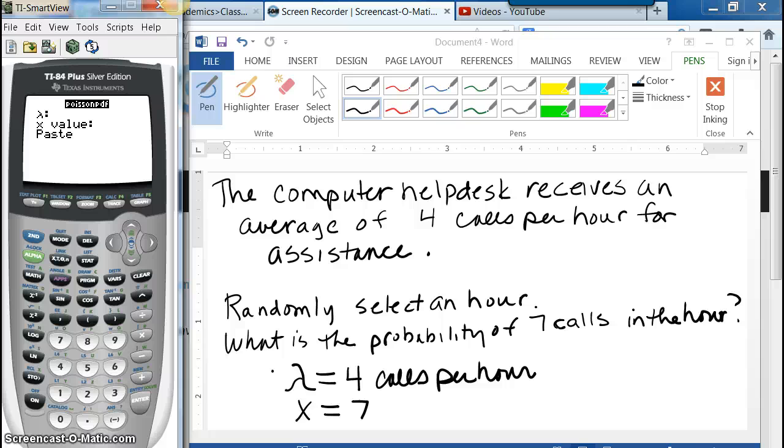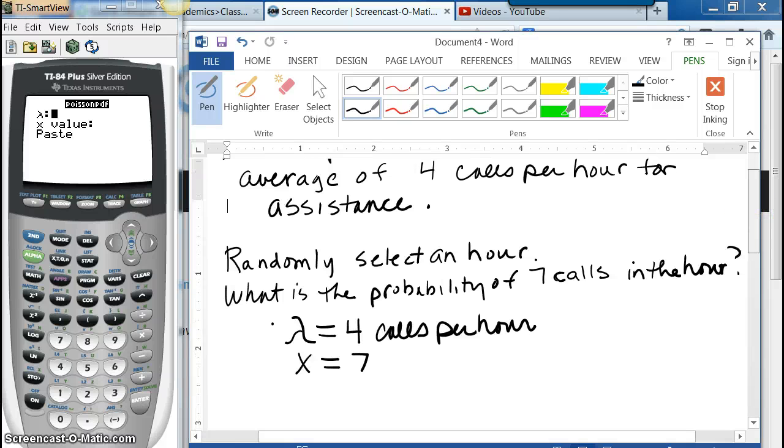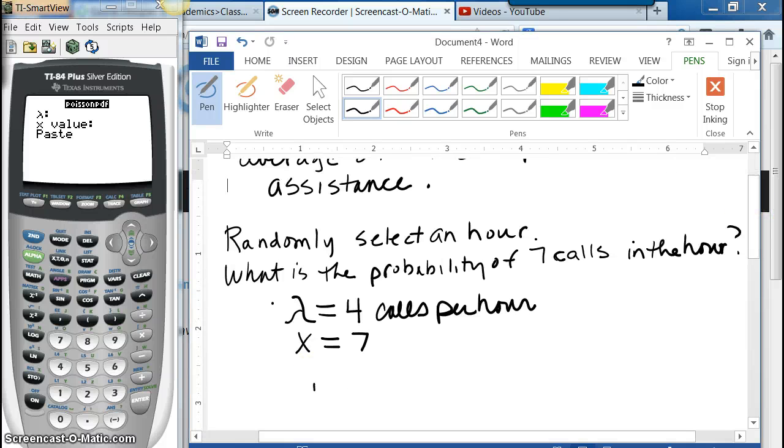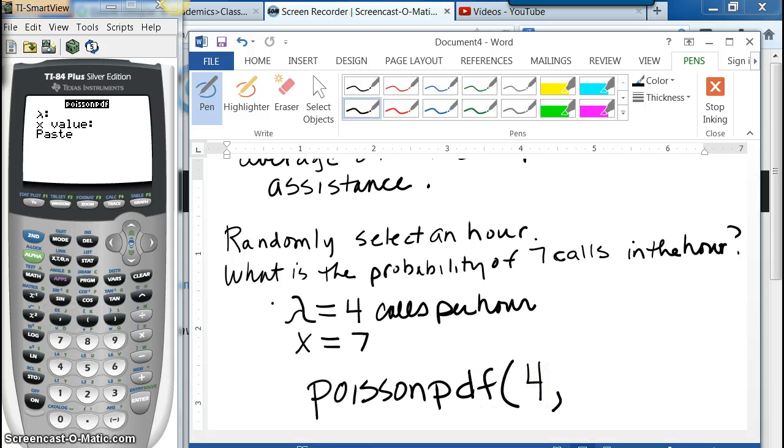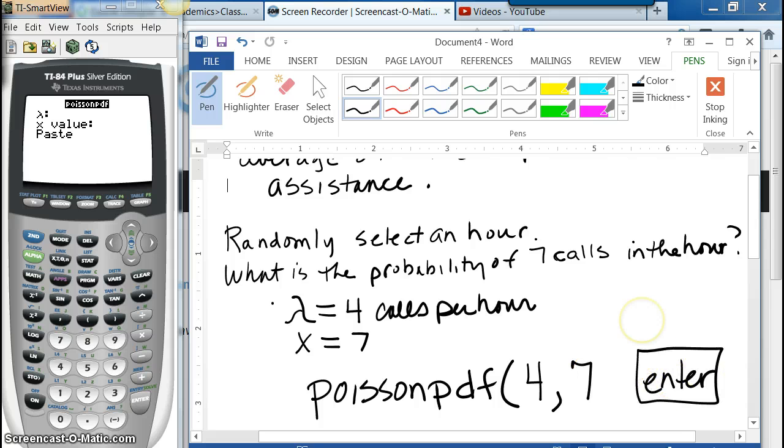And then some of you, your calculator may show a screen right now that looks like this. If so, after the parentheses, you put in the average or the lambda, then you use your comma key. The comma key on your calculator is right there. Then you would want to put in the number that's in the question, and then you would touch the enter key in the lower right hand corner.